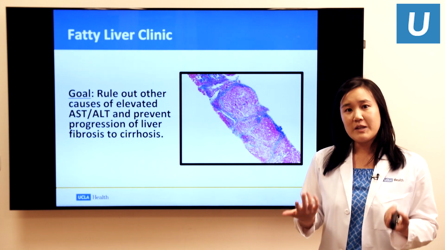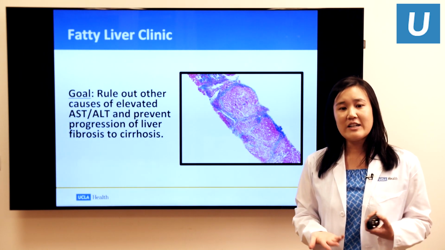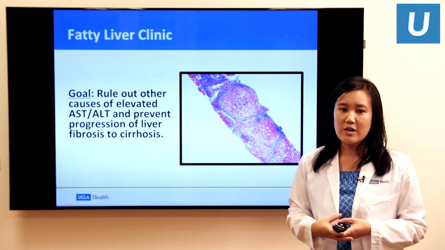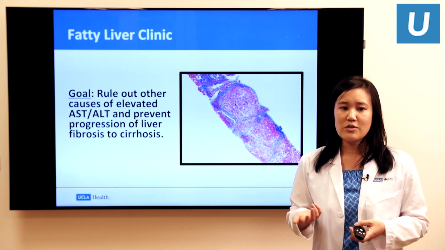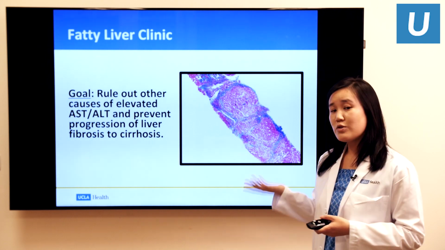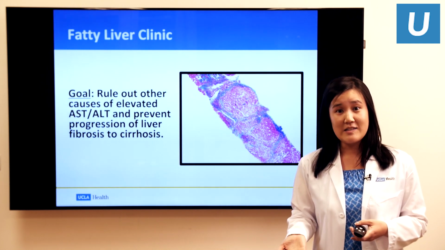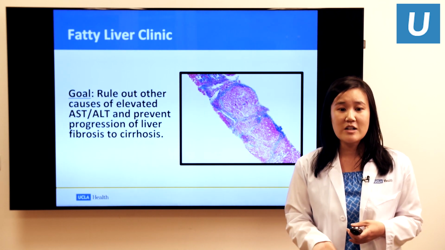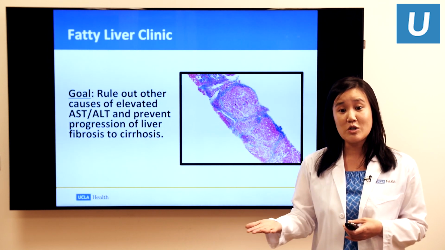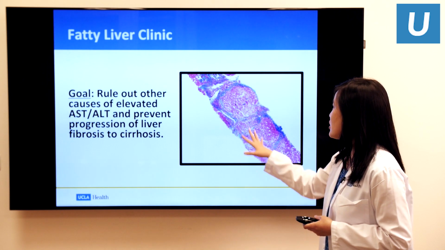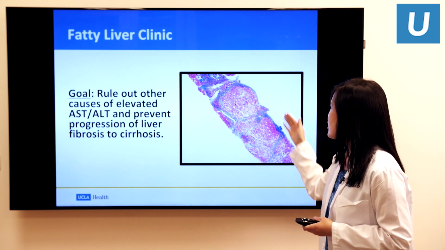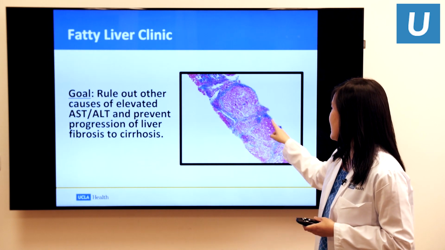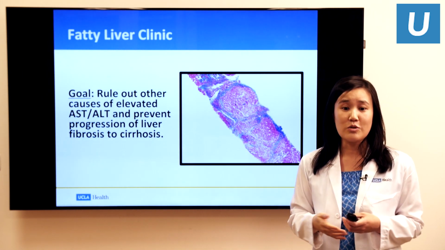If you believe you have fatty liver or your child has fatty liver, I would encourage you to meet with a gastroenterologist. At the Fatty Liver Clinic at UCLA, the main goal is to rule out other causes of liver disease that masquerade as fatty liver, but also to prevent progression of liver disease to cirrhosis. This is a picture of a liver biopsy that shows cirrhosis. You can see here the dark blue staining is all scar tissue of the liver.